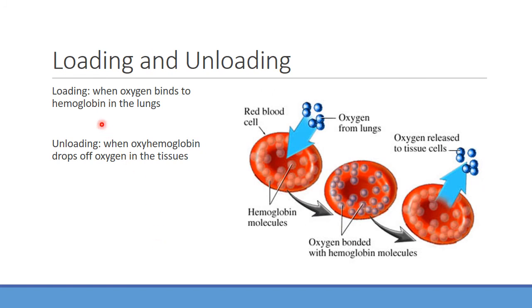Okay, so looking at loading and unloading of oxygen from the hemoglobin. Loading is going to be when oxygen binds to the hemoglobin molecules within the lungs, and then we have unloading that occurs when oxyhemoglobin drops off the oxygen at the tissues. Okay, so we're going to see some of the factors that influence the unloading and loading of this process here.